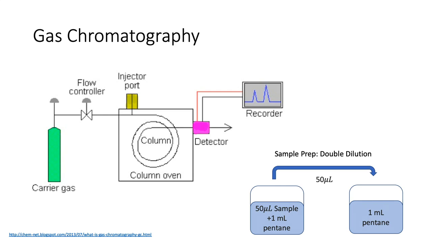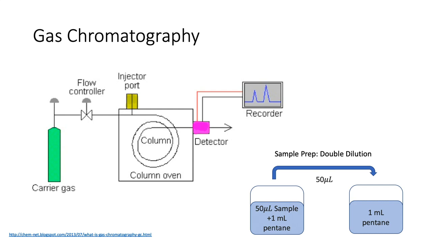You'll just make up your sample, inject it, and it'll go through the column, and then it reaches the detector. We use a flame ionization detector, so hydrogen and air get lit on fire. The stuff that comes out of the column goes into the fire, produces ions, and then the ions are detected by the detector, which changes the electrical current, and that is what gives you your signal.